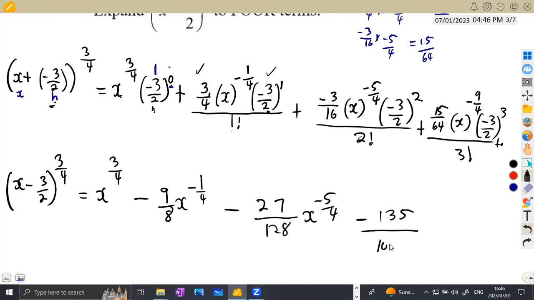So we're going to take this as it is, negative 135 over 1024. But there is x to the exponent of negative 9 over 4. Okay, so this goes on and so on. All right, so this is what we could have written our answer as.